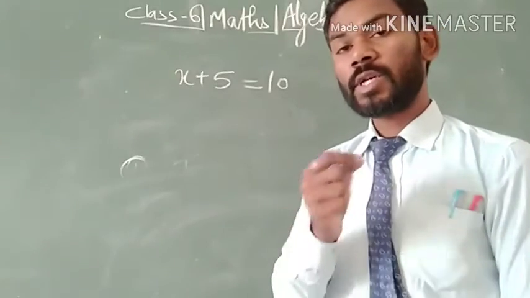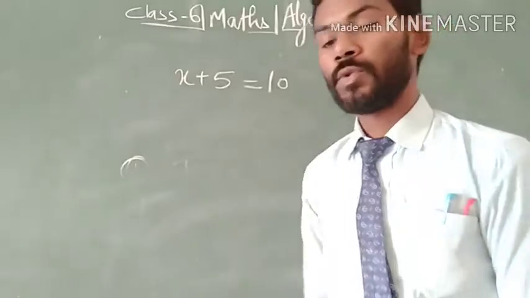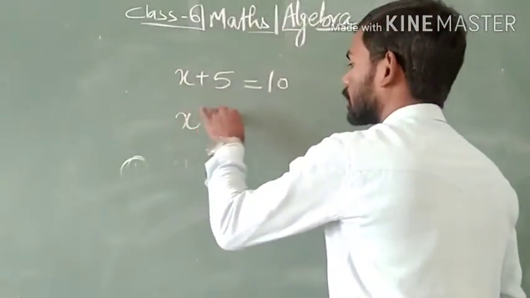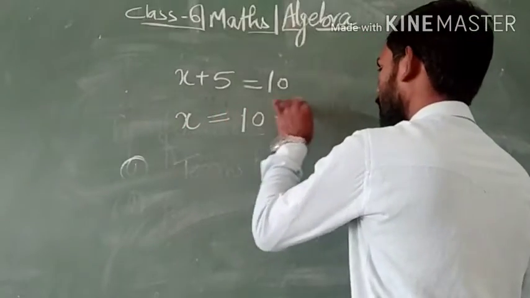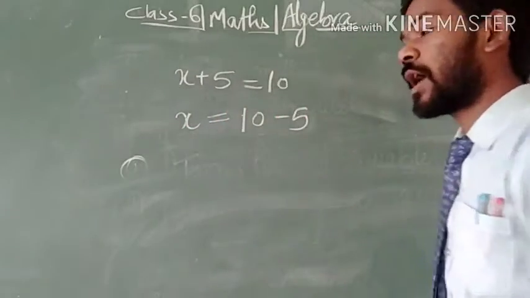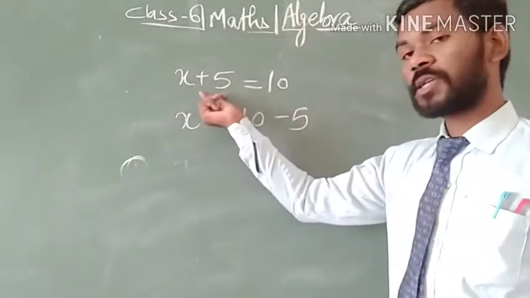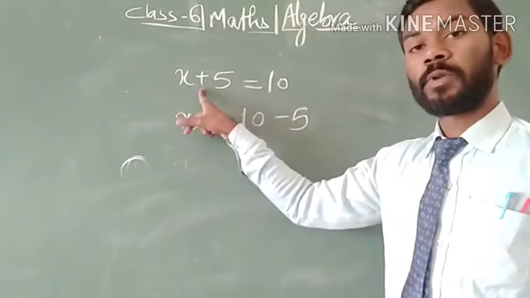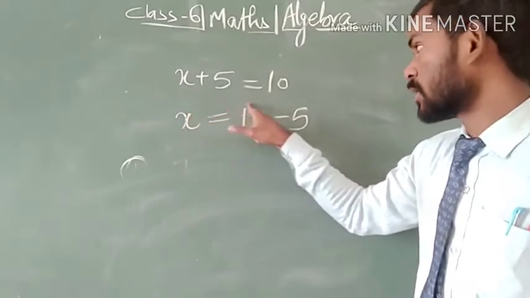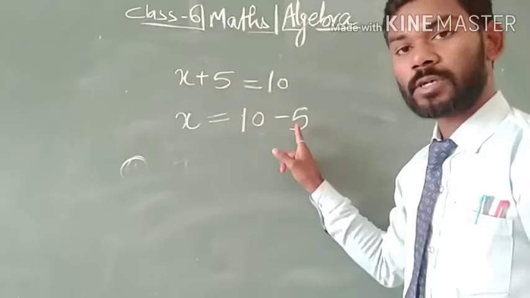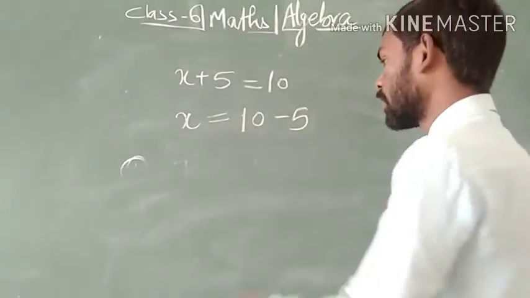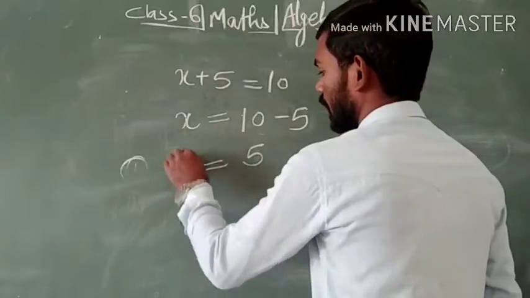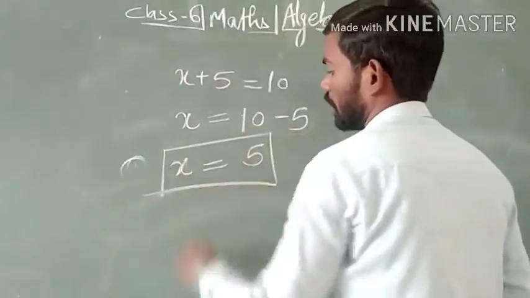Here we just transfer the term having no x, and hence we get x is equal to 10 minus 5. How did it become minus? In the left hand side you can see easily that the sign is plus. So whenever it is transferred to the right hand side, it becomes negative. And here we get 10 minus 5 is equal to 5. That is the value of x.